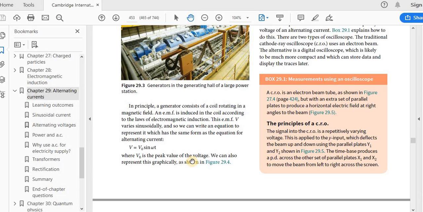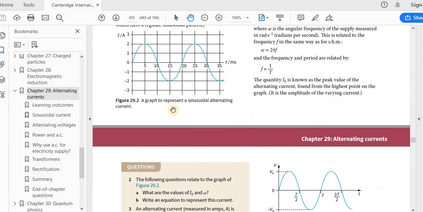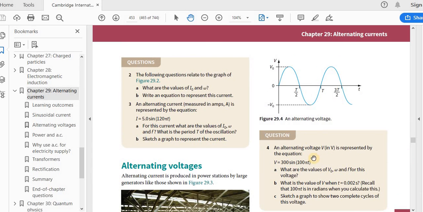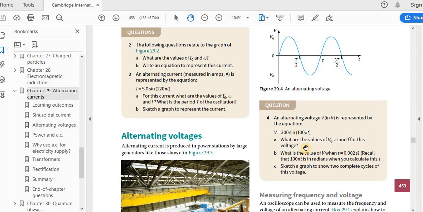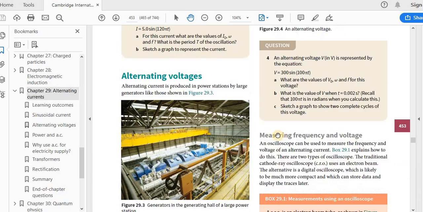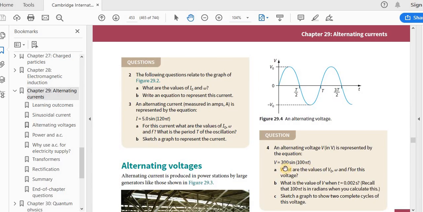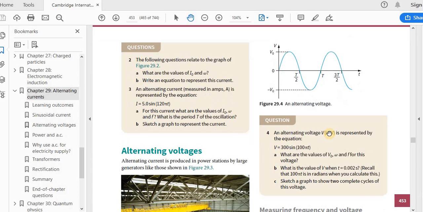Okay, where V naught is the peak value of the voltage. Previously I naught was the peak value of the alternating current. Here V naught is the peak value of the voltage. We can also represent this graphically as shown in figure 29.4. Okay, make sure you answer all these questions. You can see again this equation is in this form. So V naught will be 300, omega will be 100 pi.